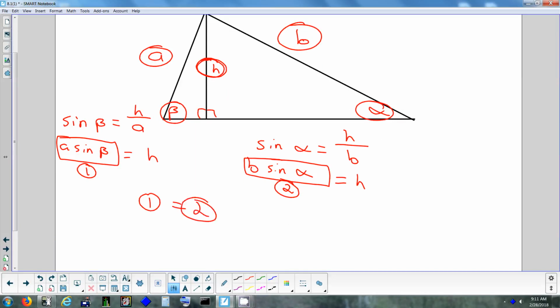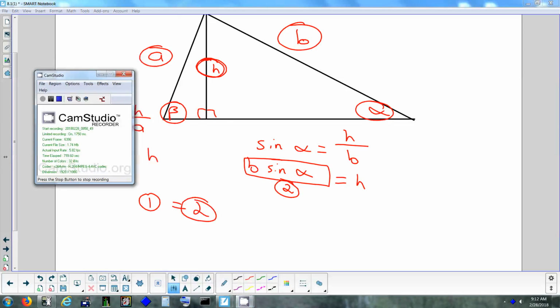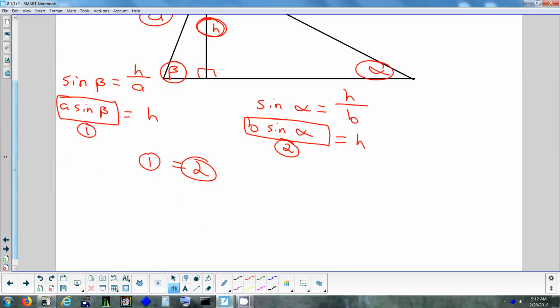And that's basically the law of sines. If you write that idea down, and then we're going to rearrange it and make it look a little nicer, that will give us the law of sines. All right, so let's write down that idea. Box 1 equals box 2. A sine beta equals B sine alpha. Now, what I'd like to do is I want to put A over on the same side as alpha, and I want to move B over to the same side as beta.